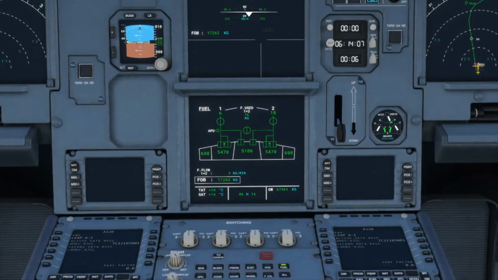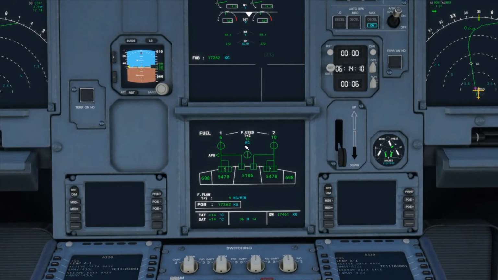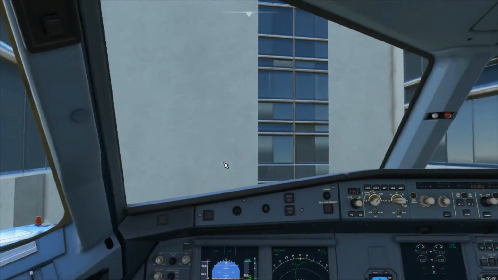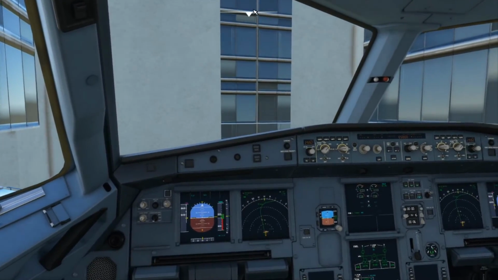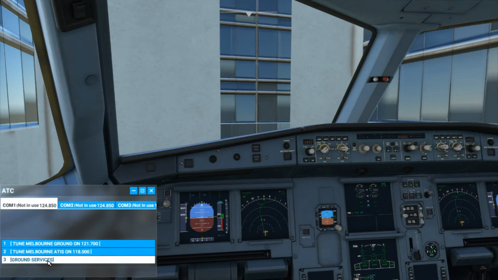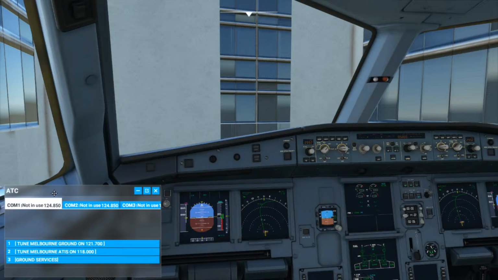And I'm gonna check these numbers here. It's just 10, 6. I don't know what that means. Anyway, let's request clearance. Requesting clearance here.